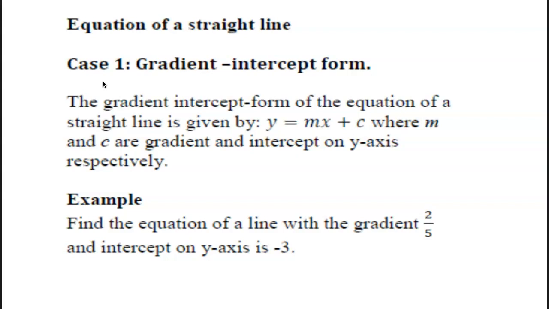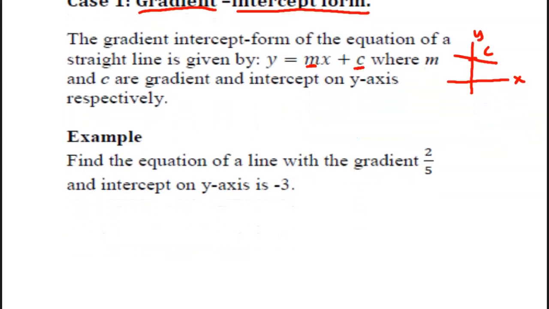Today I'm looking at the equation of a straight line, and I have about 4 cases that I'm going to consider. The first one, case 1, is the gradient-intercept form. This is all about finding the equation of a straight line given the gradient and the intercept. It is given by y is equal to mx plus c, where m is the gradient of the line, and c is the intercept on the y axis. Assuming that we have an xy plane, this is c, where the line cuts the y axis.